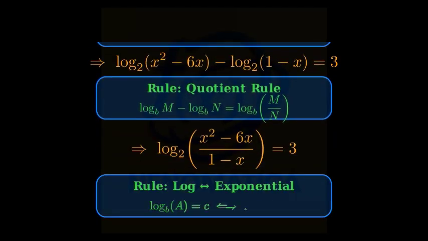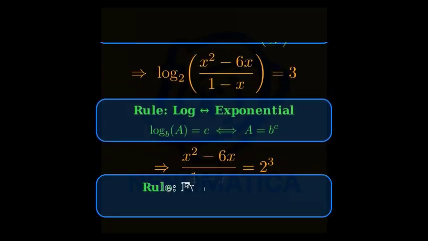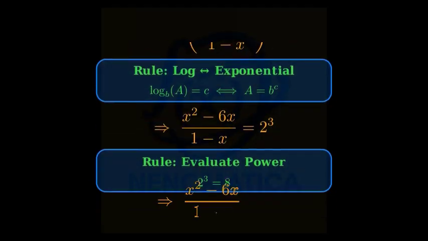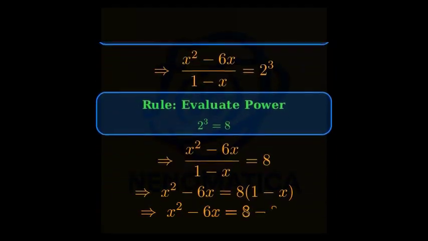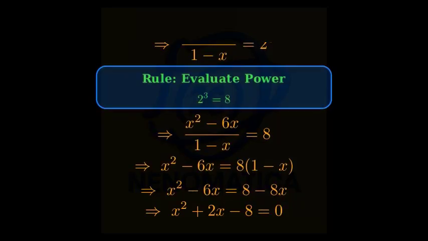Convert to exponential form. The fraction equals 2 to the third power. Evaluate 2 to the third as 8 and clear the denominator. That yields x squared minus 6x equals 8 times quantity 1 minus x. Then x squared minus 6x equals 8 minus 8x. Move all terms to one side to form a quadratic: x squared plus 2x minus 8 equals 0.